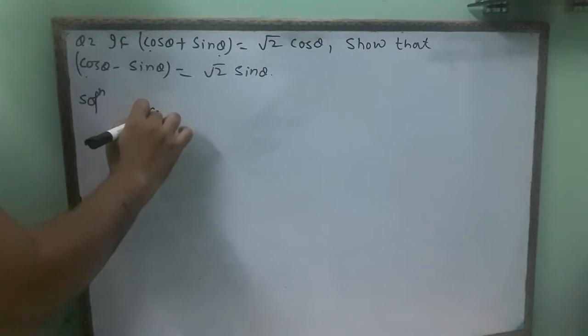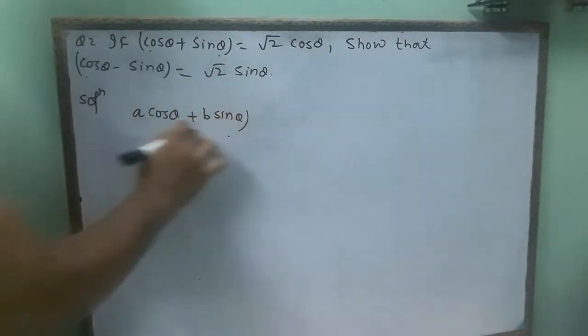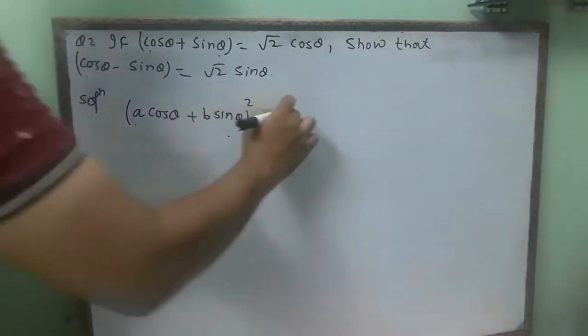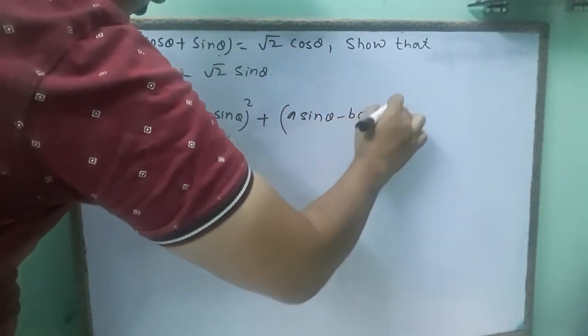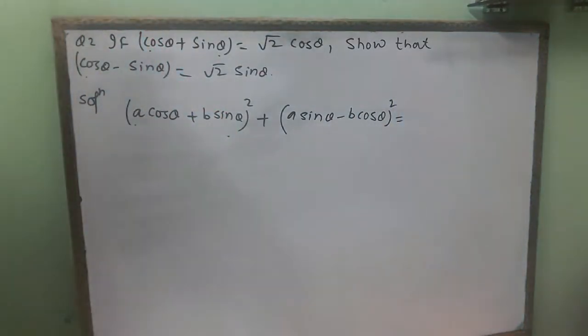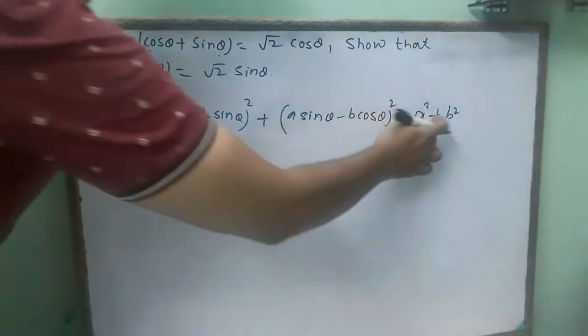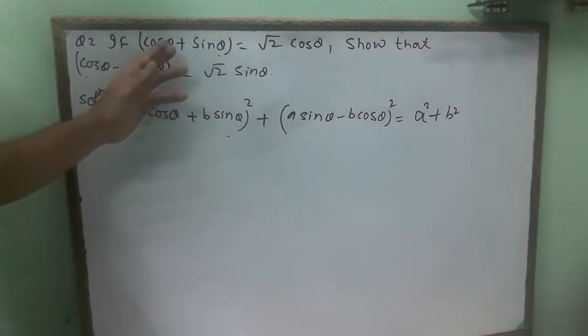Suppose a cos theta plus b sin theta, where a and b are any real numbers, whole square, plus a sin theta minus b cos theta whole square. What will be the value? The value will be a square plus b square. When you expand this part, you will get a square plus b square. So this is the proved formula. You can use this formula to prove this one.